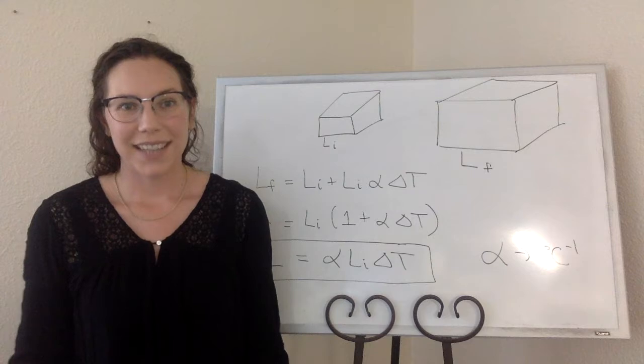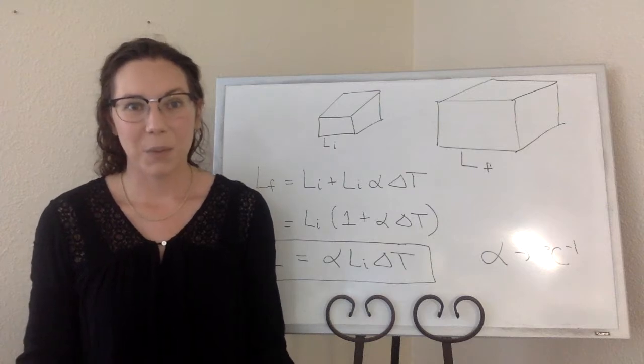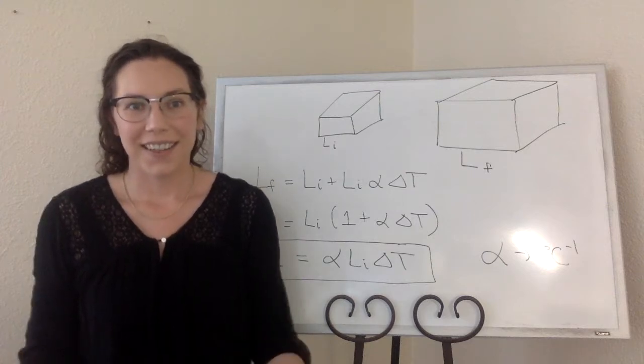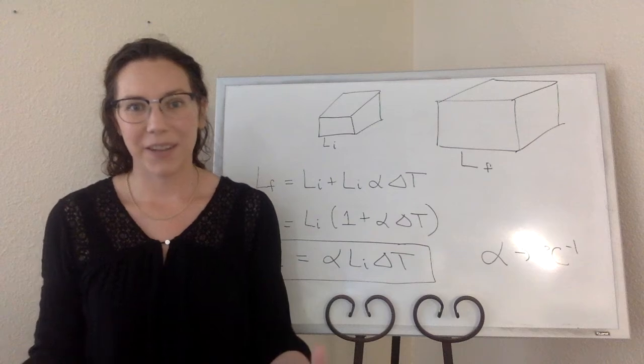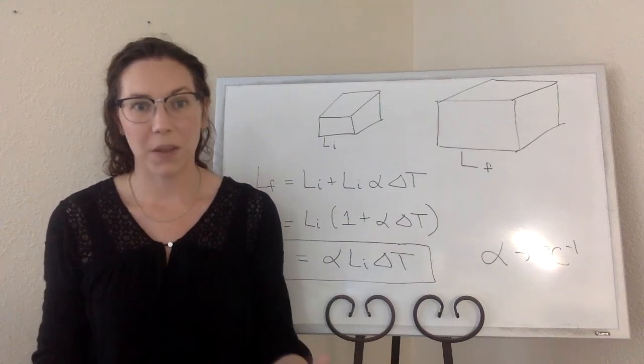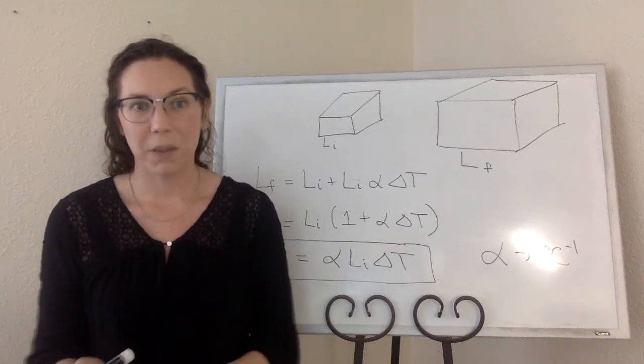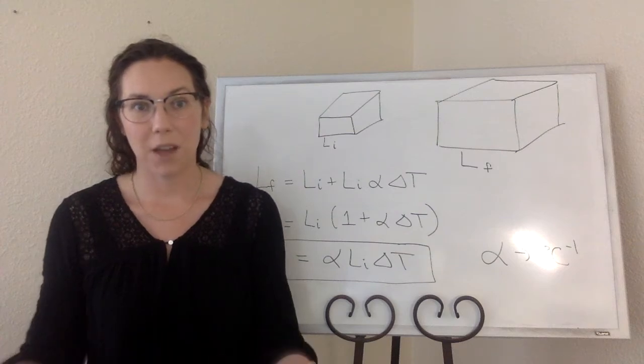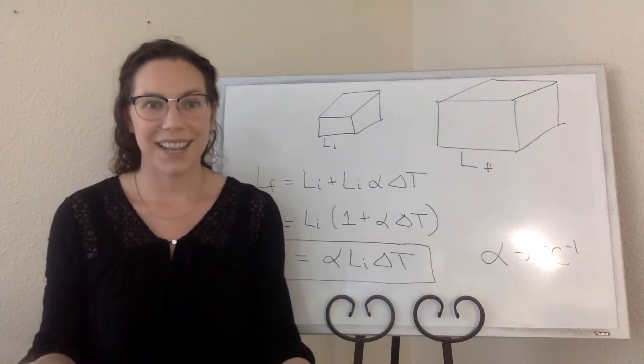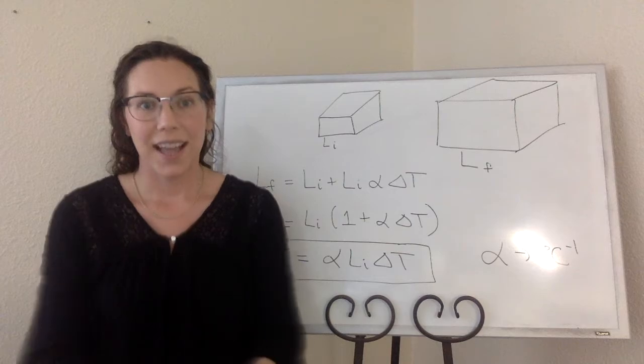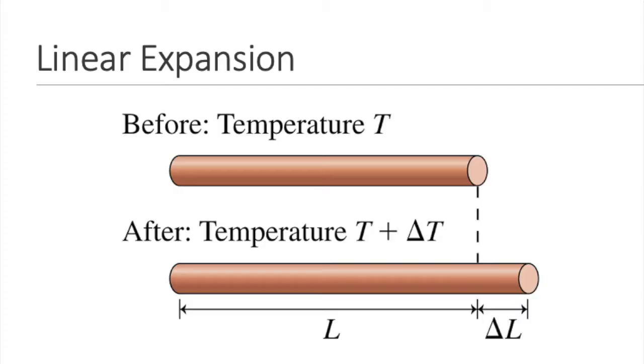When an object is heated, the molecules begin to move faster and spread apart. This leads to an increased amplitude of oscillation and distance between molecules. Thermal expansion will apply to every dimension of the object, but let's first consider it applying to one dimension, and this is called linear expansion.